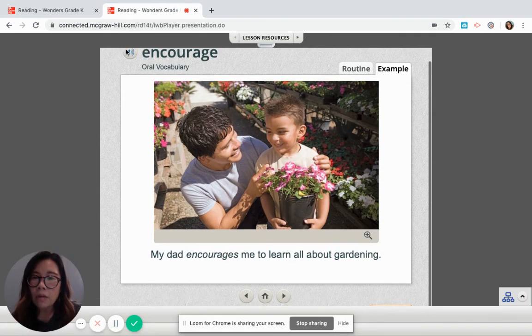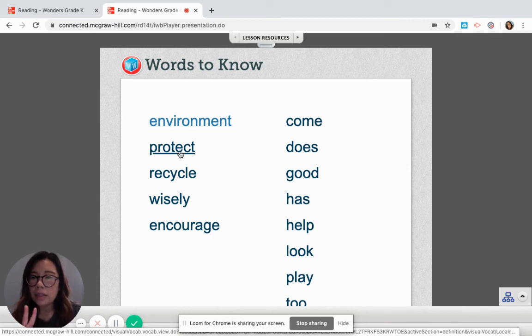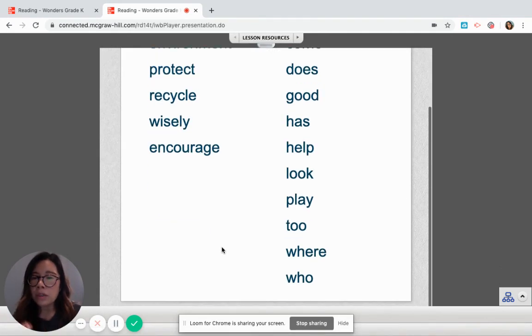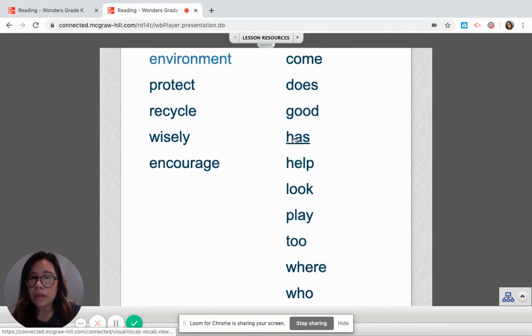Okay? All right, scholars. So those are our scholarly words for this week. So everybody say environment, protect, recycle, wisely, and encourage. Okay. Now, if you go on Wonders Online on your own account, here are all our high frequency words that we are reviewing this week. And you can click on each one of them to learn a little bit more about our high frequency words.